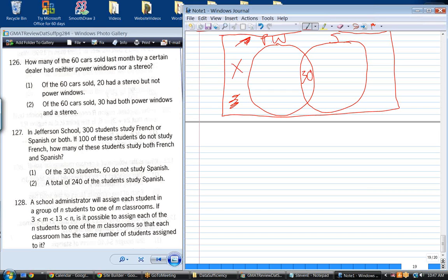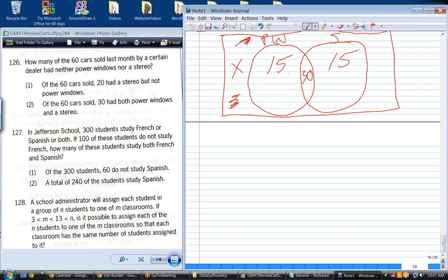It says that in Venn diagrams, to solve for the neither... Notice the problem with 2, though. The problem with 2 is that I can put a 15 there and a 15 there. In other words, there were 15 cars sold with power windows only, 15 cars sold with stereo only, and 30 sold with both.